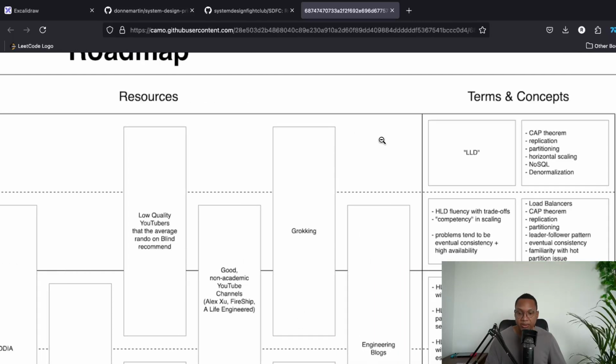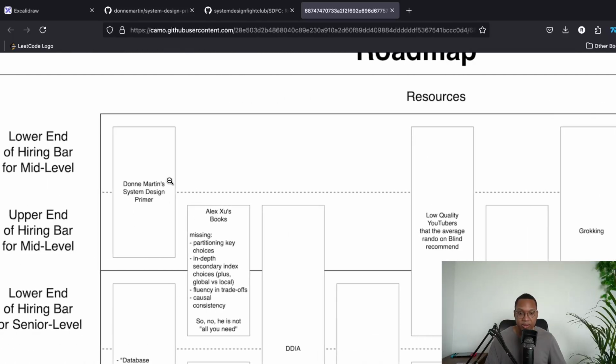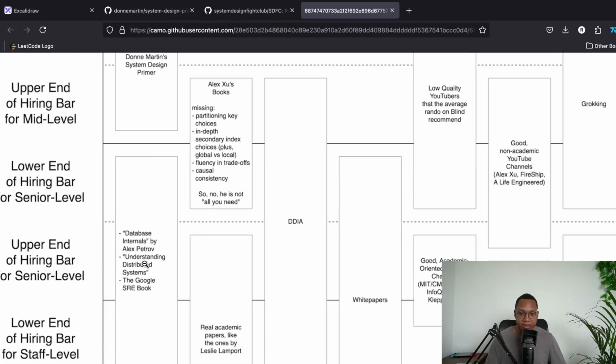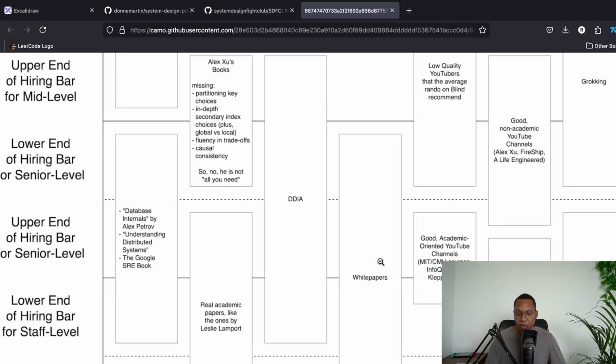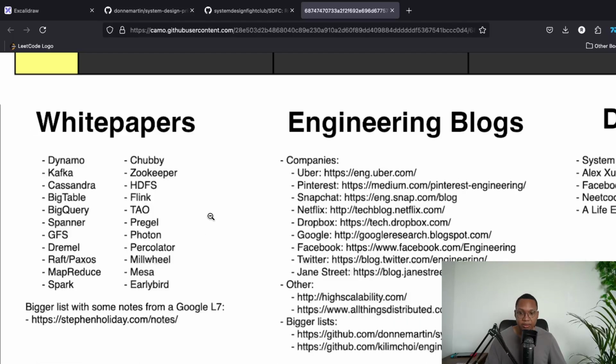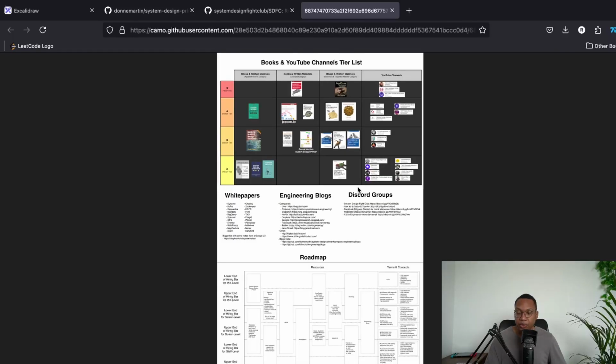But you'll go through these, finish them, take your notes, understand it, learn something, and you'll be good for mid-level. And then for the upper end, you should read Database Internals, Understanding Distributed Systems, and the Google SRE book. DDIA, of course. Real academic papers too can help you, and some more white papers. There are also pure academic resources that no YouTuber really wants to touch. This is good, right? So this is the roadmap for you to get into system design, pass your interview, and then hopefully make a lot more money at your new job.